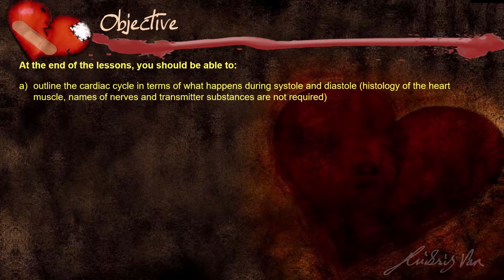So the objective of this lesson is for you to learn the outline of a cardiac cycle in terms of what happened during systole and diastole. What are systole and diastole? This is where we are about to find out.